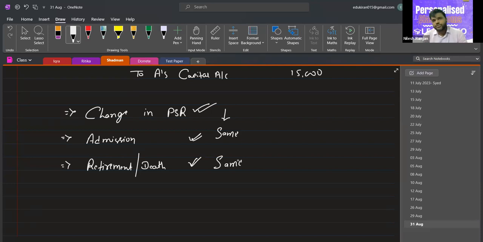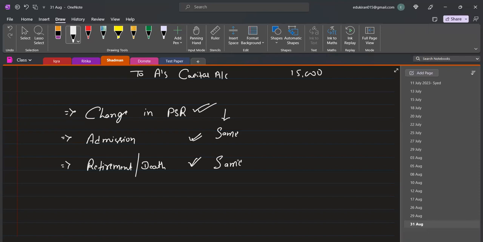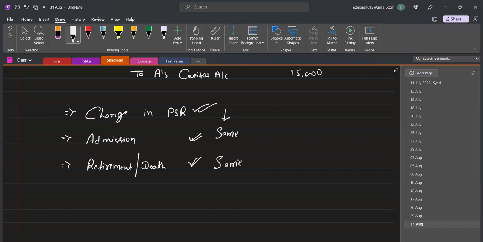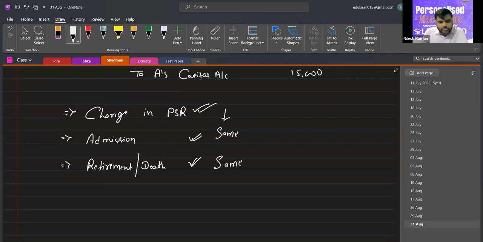In change in PSR, adjustment of capital is a very small concept. But in admission and retirement, mainly in retirement, it is a big concept. So these are the concepts that we have to study in all these three chapters. If you remember one concept in any of these chapters, then you can do all the portion related to that concept in any of these three chapters. Okay, sir. So you will remember the goodwill.